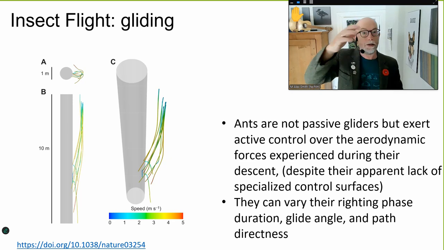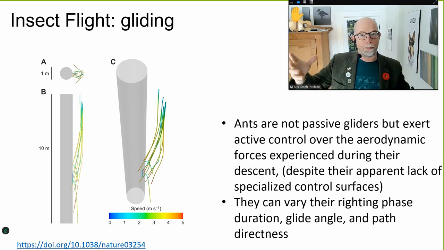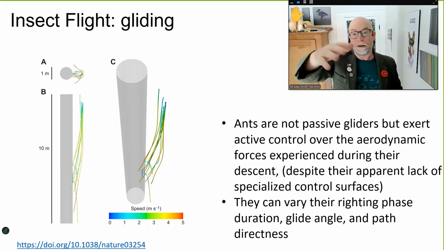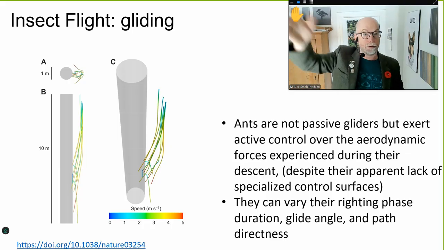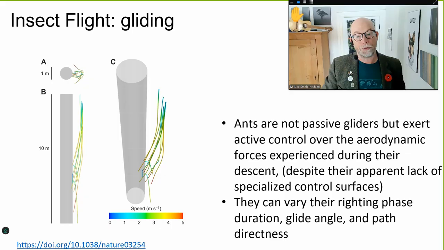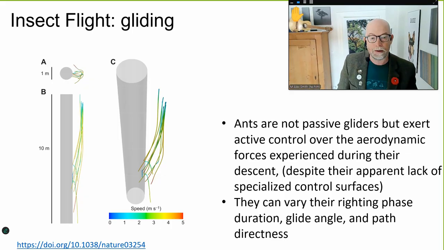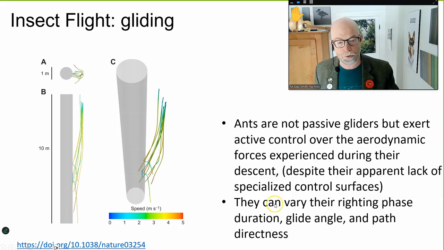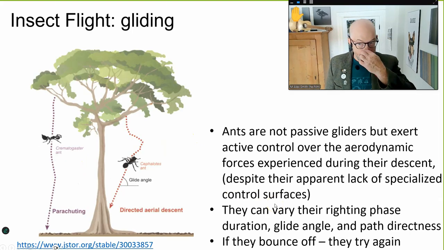So essentially they've seen you, the big lumbering primate, in the canopy, and they've jumped off the tree to glide back down to the trunk. So they've escaped you, but they haven't left the tree, which is, these are arboreal ants. This is their home. So they can vary the riding phase, the duration, the glide, the path, and if they bounce off, they try it again.